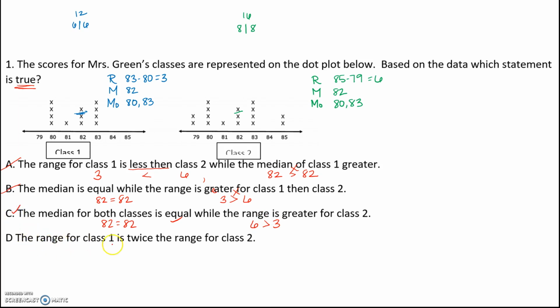So the last one says the range for class 1, okay, range for class 1 is 3, equals twice, okay? So if I do something twice, I do it 2 times. So 2 times the range for class 2. Range for class 2 is 6, so it's saying that 3 is equal to 2 times 6 is 12. Well, that's not true either. So our answer here was C.